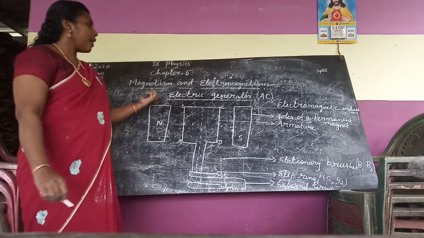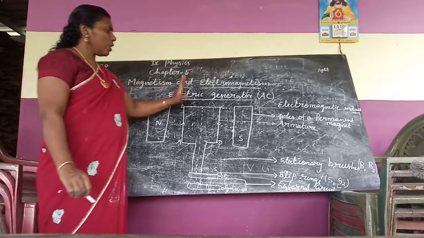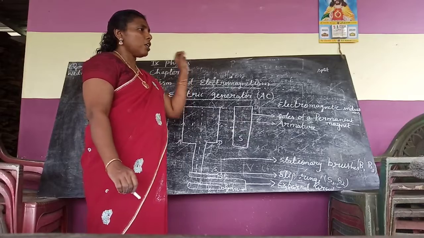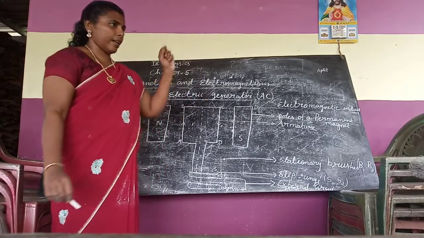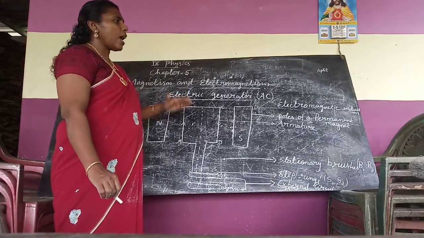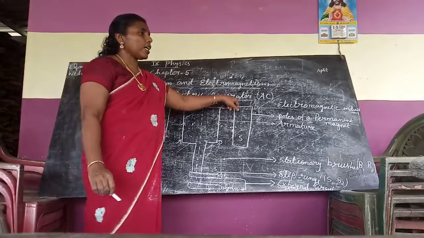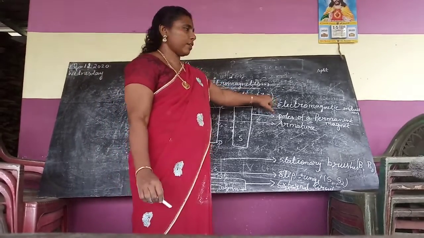Then the working of the electric generator. Can you understand, students? Just draw the diagram and mark the parts, then write the heading construction. Which principle is used in the electric generator? Electromagnetic induction. Then after the construction and working, you have to write the detailed answer. The question will come as electric generator or AC generator.